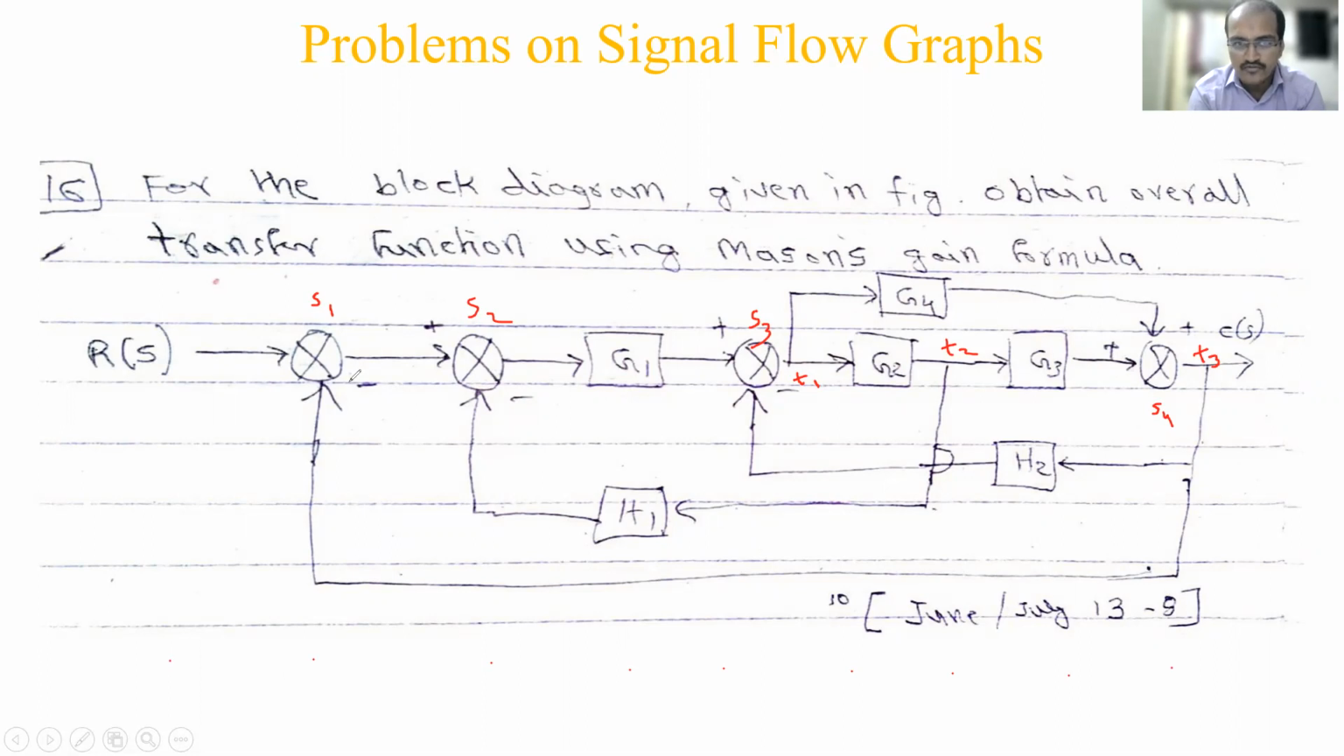So next step, what you have to do? You have to move from R of S to S1. There is no block. Meaning what? So from here to here it is 1. Just write the branch gain and show it as 1. Similarly, from S1 to S2 also nothing is there. So you have to proceed. You have to give the names here first.